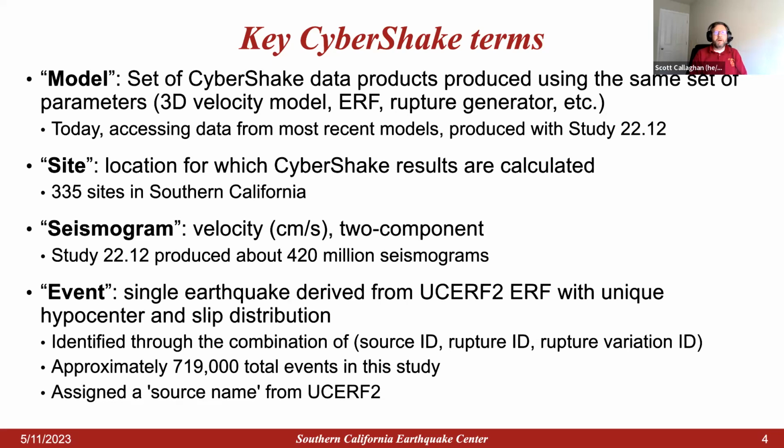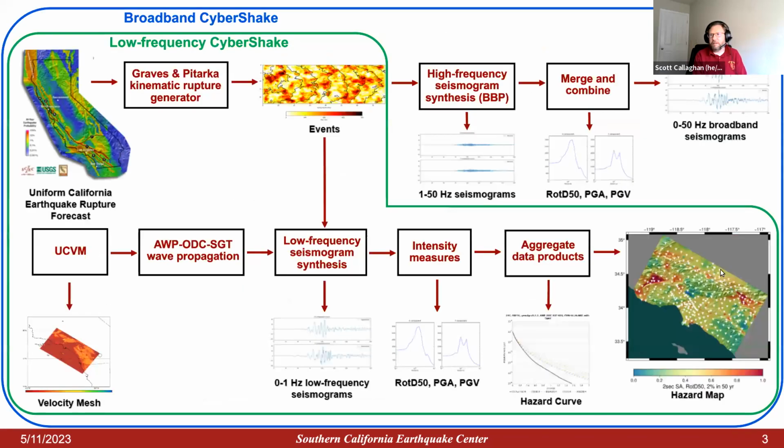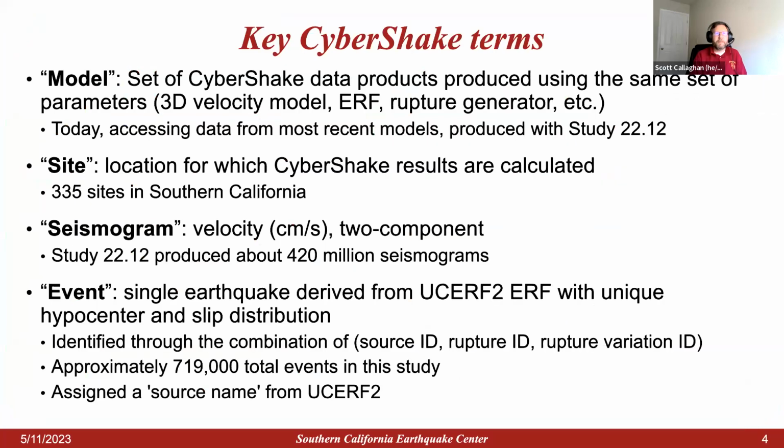For a site, I'm talking about a location for which the CyberShake results have been calculated. Like I mentioned, each one of these little white triangles on this hazard map represents a site where we perform CyberShake calculations. There are 335 of them in Southern California. CyberShake seismograms are all velocity seismograms, the units are centimeters per second, and they're all two-component. CyberShake produces a lot of seismograms. For this most recent set of calculations, we produced about 420 million seismograms. CyberShake generates a lot of data.